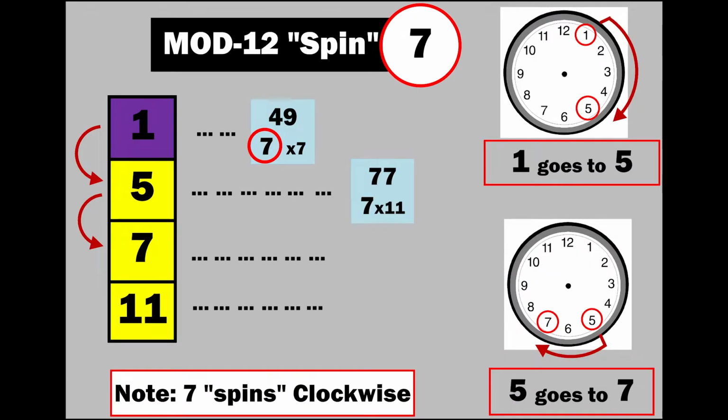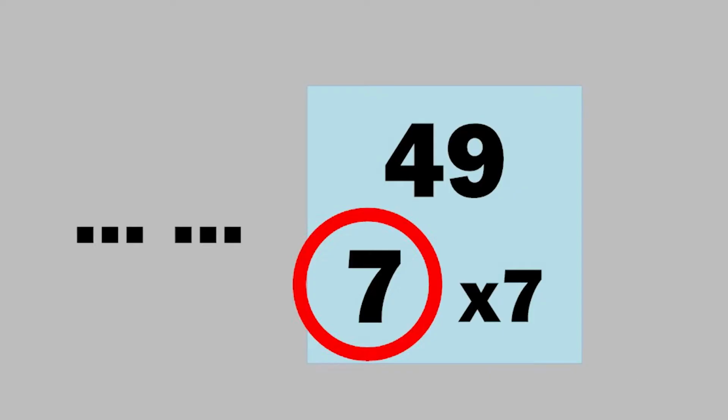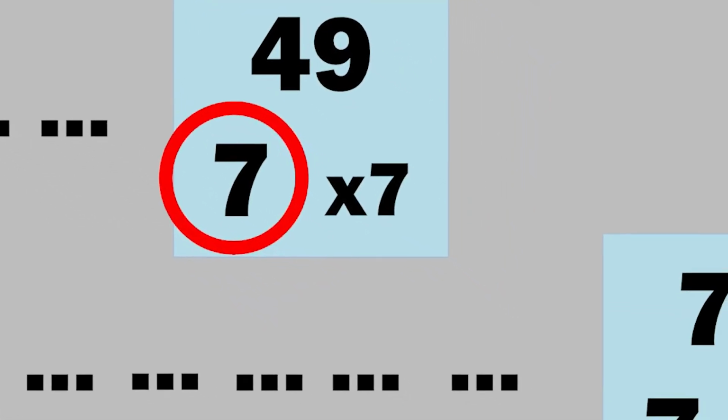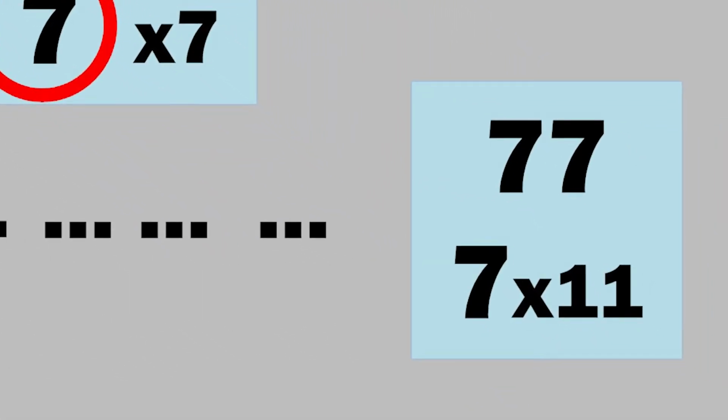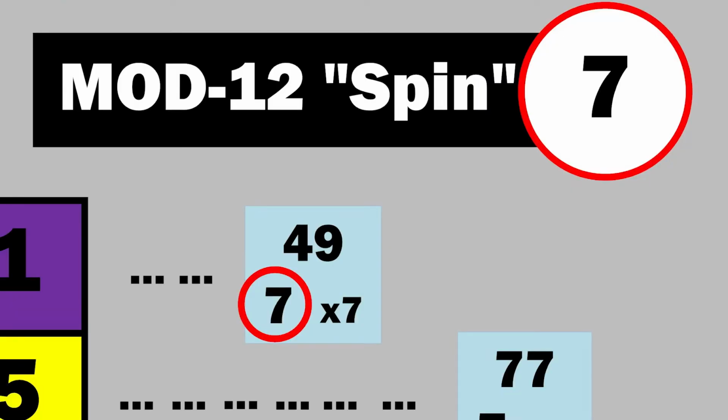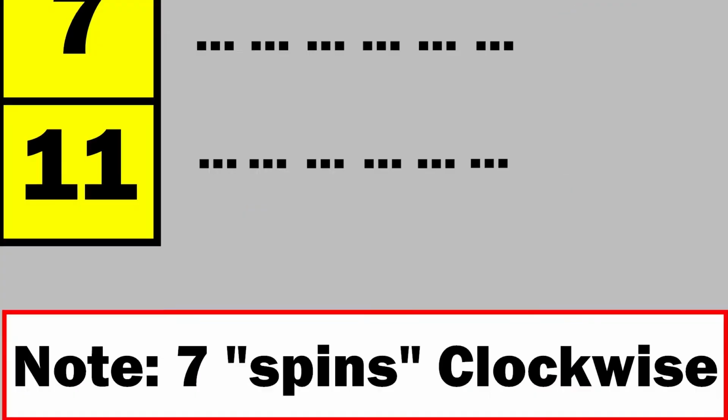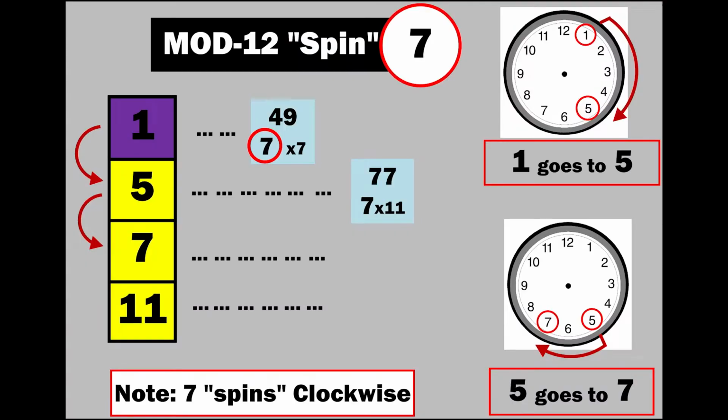Let's look at the prime number 7. There are two types of spin. There's spin down the number line, in which 7 is creating composites that are getting larger and larger. We see that in the blue box, where 7 times 7 is 49. And in the next blue box, we see where 7 times 11 is 77. Now we're going to consider mod 12 spin. This is a clockwise spin, in which the prime number 7 goes from 1 o'clock to 5 o'clock, then to 7 o'clock. It will go to 11 o'clock and then back to 1 o'clock.